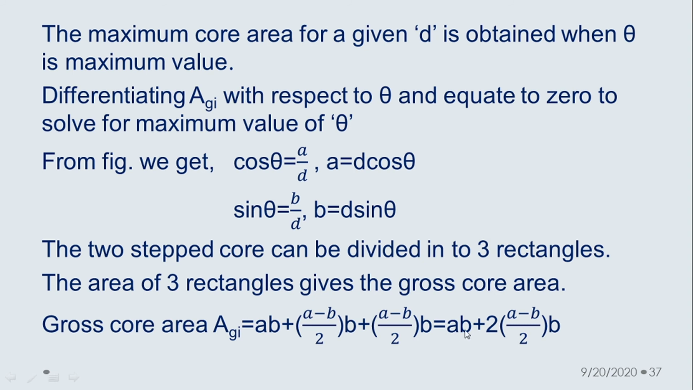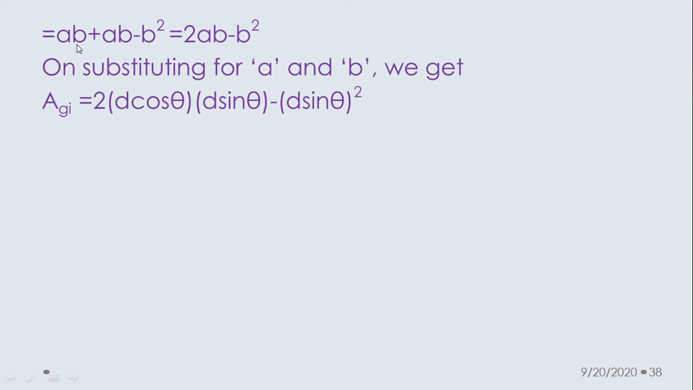So which is equal to AB plus 2 into (A minus B)/2 into B, correct. So you can say that which is equal to AB plus AB minus B square, which is equal to 2AB minus B square.